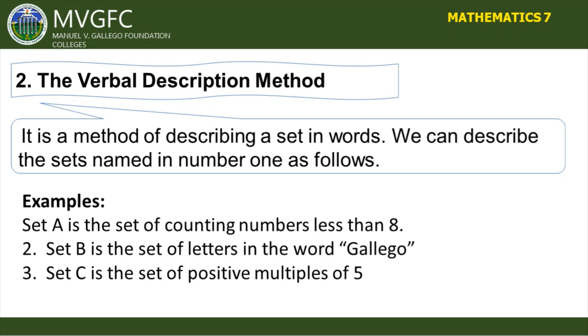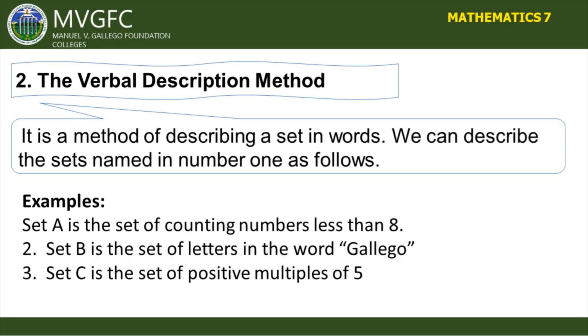So for number 1, earlier, we listed set A is equal to 1, 2, 3, 4, 5, 6, and 7. Now, in verbal description, we have here set A is the set of counting numbers less than 8. That's why the counting numbers that are less than 8 are what we listed earlier, and that is 1, 2, 3, 4, 5, 6, and 7.